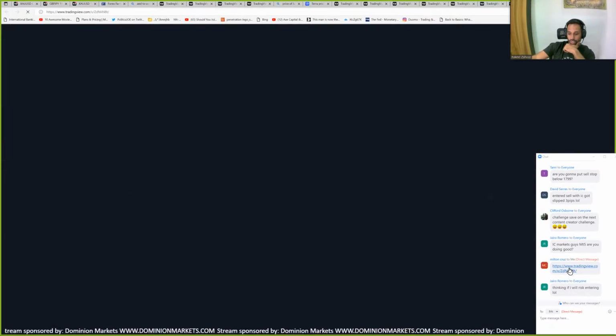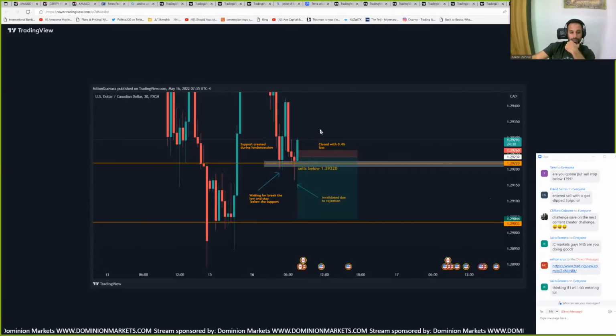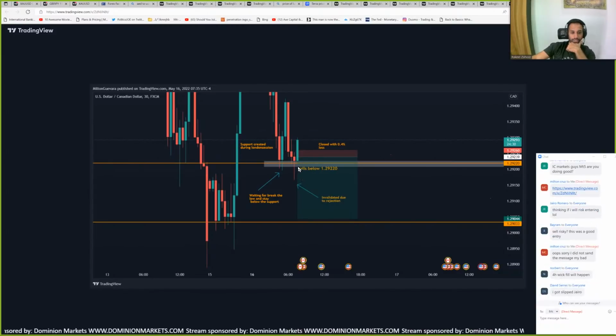Let's take a look at this chart over here by Milton again. Hey, Milton. What's this? Watching for a break. Invalidation due to rejection. Yes, invalid. And you shouldn't have even taken the trade because of this rejection right here.